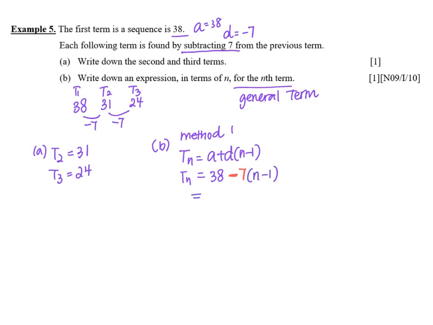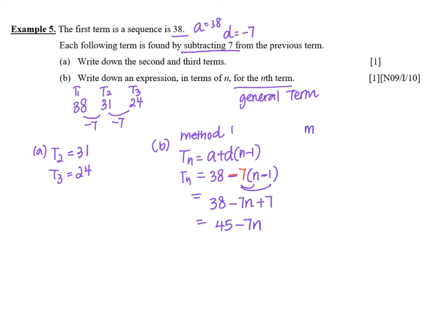Can we leave this as the answer? No, we need to expand out the brackets and simplify in order to get the answer. So we will have 38 minus 7 groups of n, negative 7 times negative 1 gives me positive 7. Adding up the terms, we'll get the answer to be 45 minus 7n.